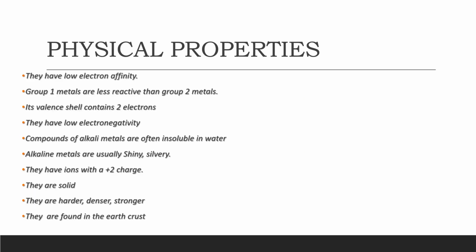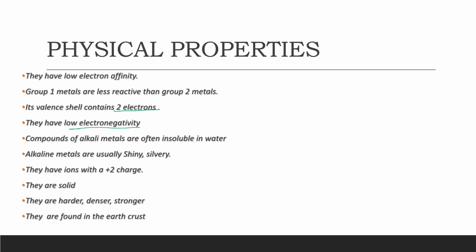Now we'll see the physical properties of group 2 elements. They have low electron affinity. Group 1 elements are less reactive than group 2 elements. Their valence shell contains 2 electrons and they have low electronegativity.